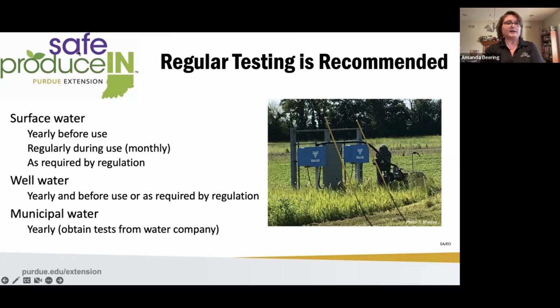So if you go to our website, www.safeproducein, just like up here in this logo, .com, we have resources. If you're in Indiana, at least, we have water testing labs that will do the right test for you. You can pick from that list, and you would typically pick the closest one to you. But you can check that out. We have a bunch of resources on our website.